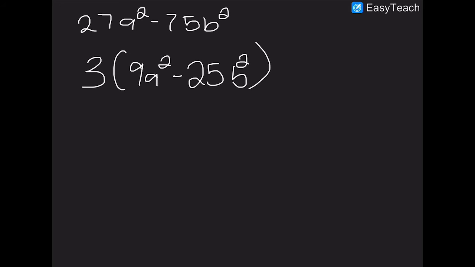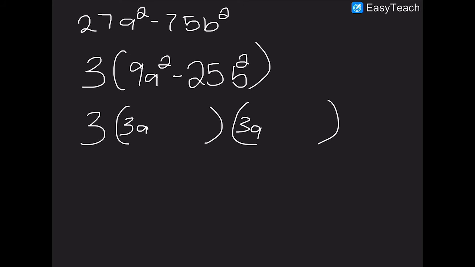And now both of these are perfect squares and they're binomials and we have a negative sign in the middle. So we're going to use the difference of squares. So 9 is going to be broken down into a 3 and a 3. The a squared is a perfect square, so that's going to be broken down to a's. And the 25 is a perfect square. We're going to have different signs. We're going to have 5b, 5b.